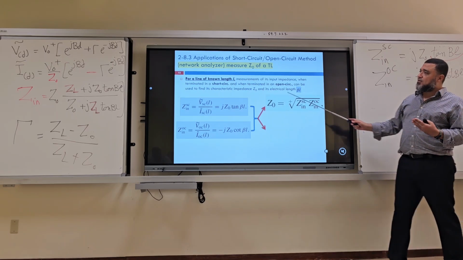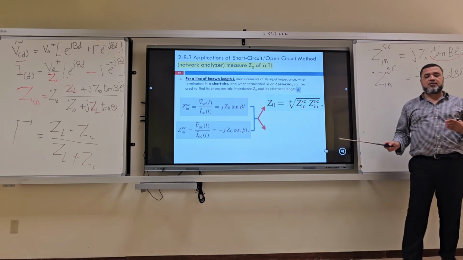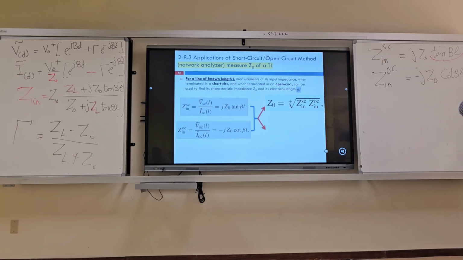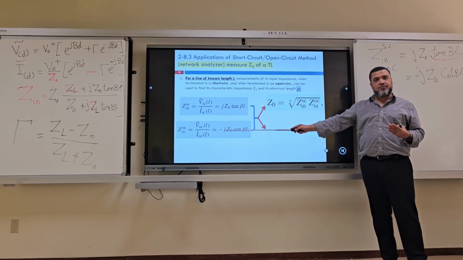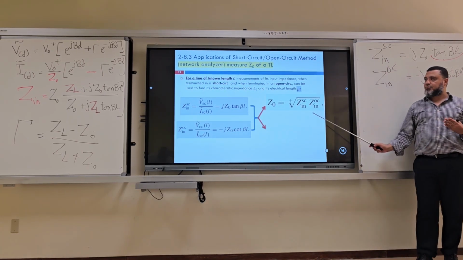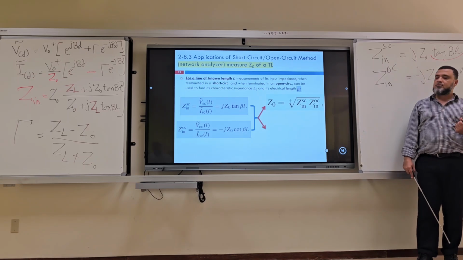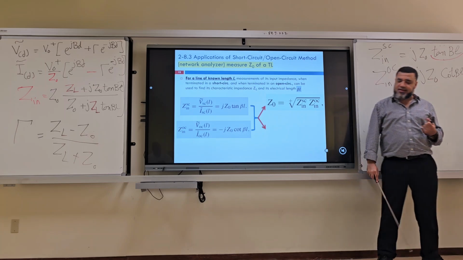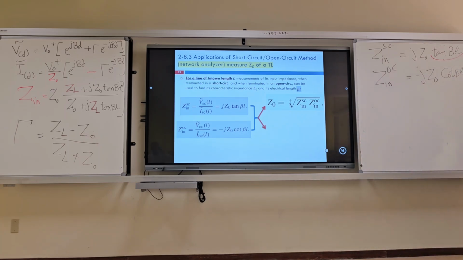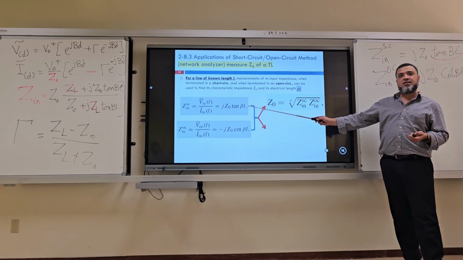And this is why we have a device called a vector network analyzer. The vector network analyzer is a device that can give you the characteristic impedance of the line. How does the device work? It measures the input impedance in case of short and open, and then it does this math to give you the characteristic impedance. What else can I get from these two equations? In addition to Z0, what else can I get? The length of the line. I can get beta L. Beta is 2 pi over lambda. I can get L, the length of the line.